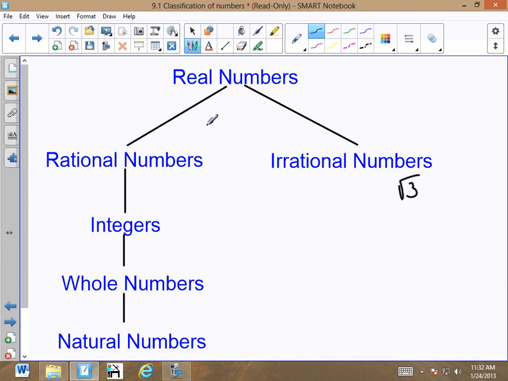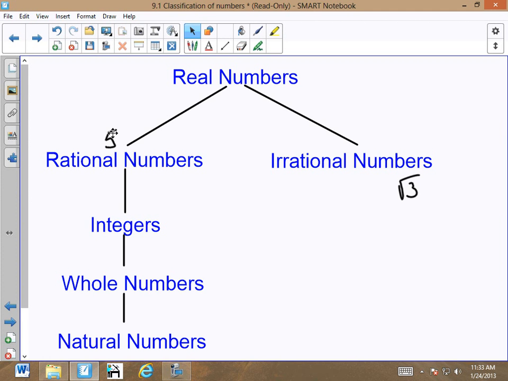Let's look at the square root of 25. Is the square root of 25 a perfect square? What does the square root of 25 equal? It equals 5. So what I'm going to do is I'm going to replace that with 5 because those are the same thing. So now let's classify the number 5. Can 5 be written as a fraction? Yes. You just put a 1 underneath it. So it's rational. It slides down and becomes rational.